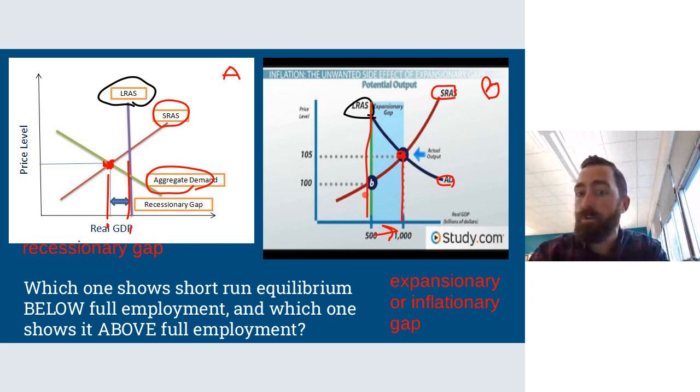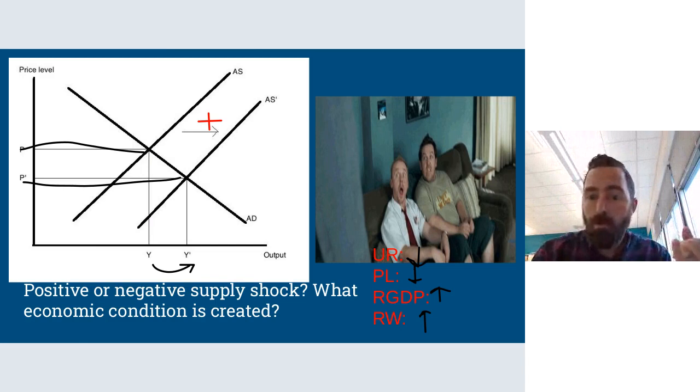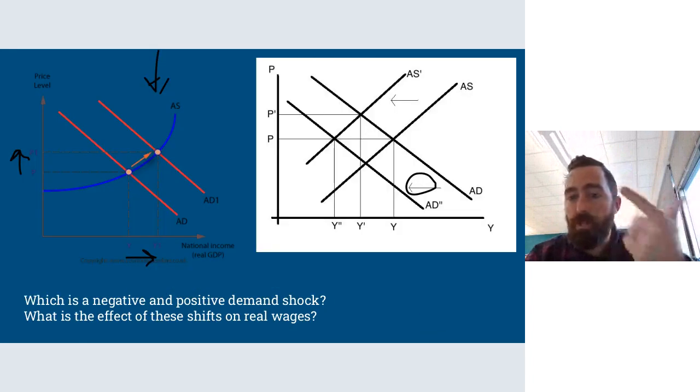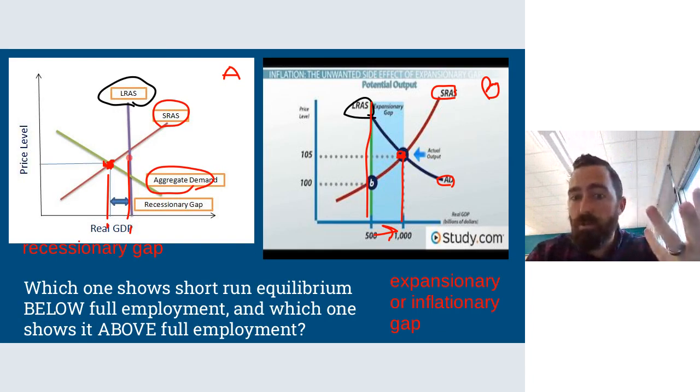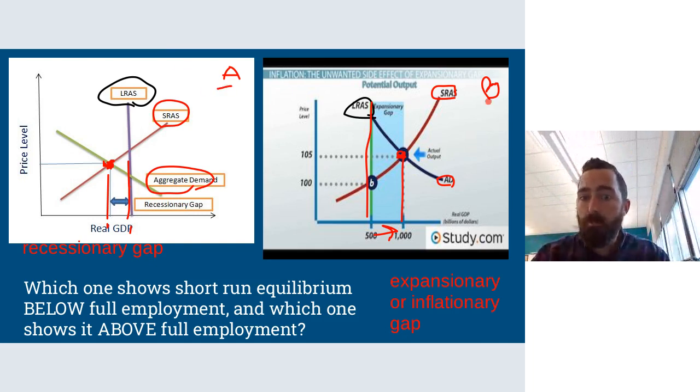So in a little bit, we'll talk about how the economy gets back to long-run equilibrium. But for right now, you should be able to graph economic situations, determine the effect on unemployment rates, price levels, real GDP, real wages. And then, including long-run aggregate supply, graph a recessionary gap, like on graph A, and graph an expansionary or inflationary gap, like on graph B, okay?